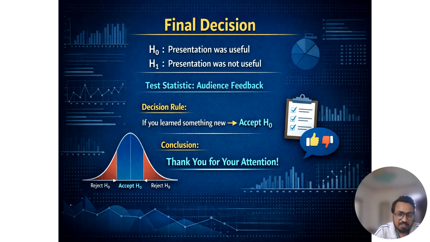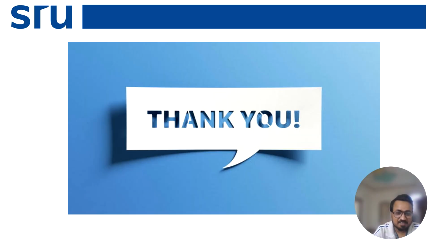Now this is the final decision. Suppose we conclude my lecture based on hypothesis testing, what will that be? The final decision: the null hypothesis is that the presentation was useful, and the alternative hypothesis is that the presentation was not useful. The test statistic is audience feedback, and the decision rule is: if you learned something new, kindly accept the null hypothesis. The conclusion is: thank you for your attention. Okay, thank you.